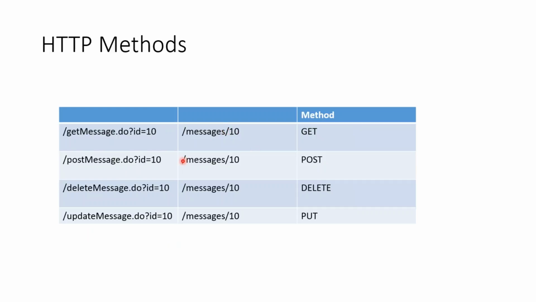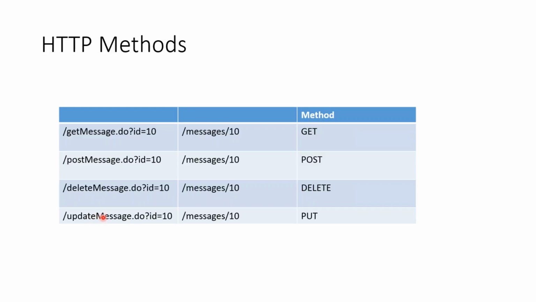But in HTTP methods, in our web application design, we write a separate servlet for each. So if you see over here, if you have to get the message using get, you are writing getMessage.do. If you have to post the message, you're using a different URL or different resource, postMessage.do. If you have to delete a message, then you are using a different URL, that is deleteMessage. If you have to update the message, then you are using a different URL, that is update.